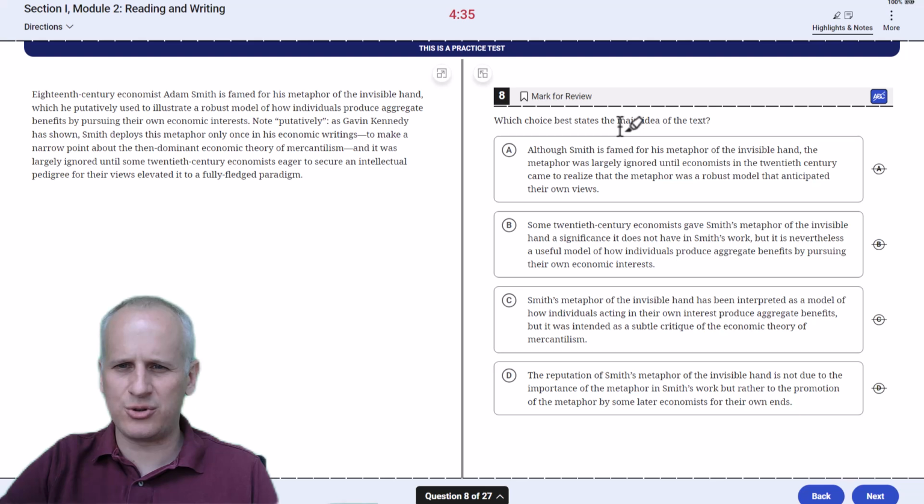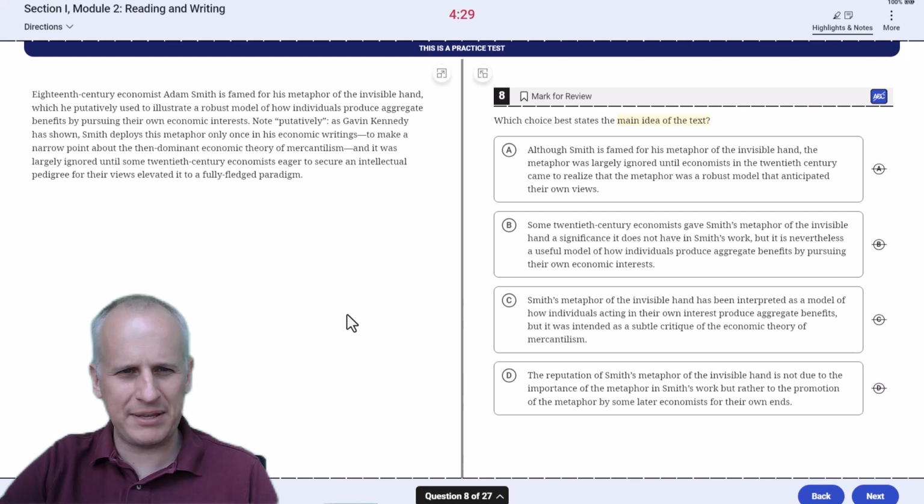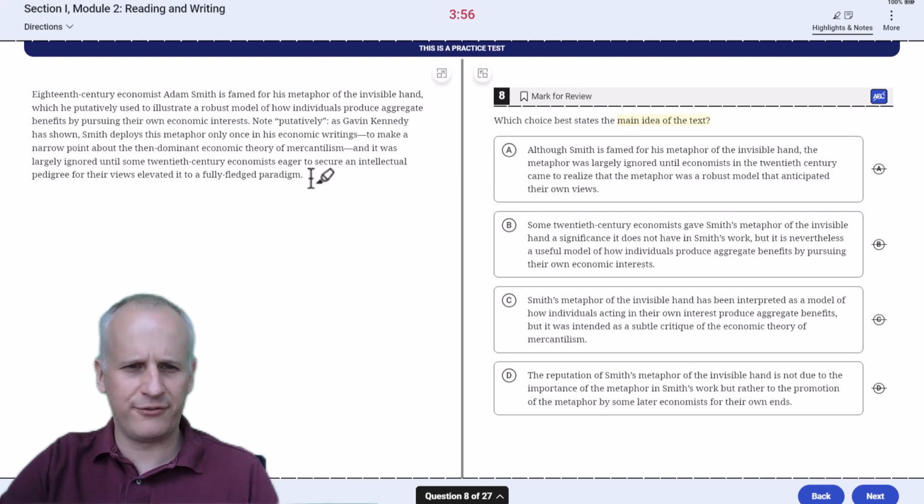And here we've got which choice best states the main idea of the text. When you're dealing with main idea, you can highlight pieces that are more important than others. So we'll read this paragraph in full. 18th century economist Adam Smith is famed for his metaphor of the invisible hand, which he putatively used to illustrate a robust model of how individuals produce aggregate benefits by pursuing their own economic interests. Note putatively. As Gavin Kennedy has shown, Smith deploys this metaphor only once in his economic writings to make a narrow point about the then dominant economic theory of mercantilism, and it was largely ignored until some 20th century economists eager to secure an intellectual pedigree for their views elevated it to a fully fledged paradigm.